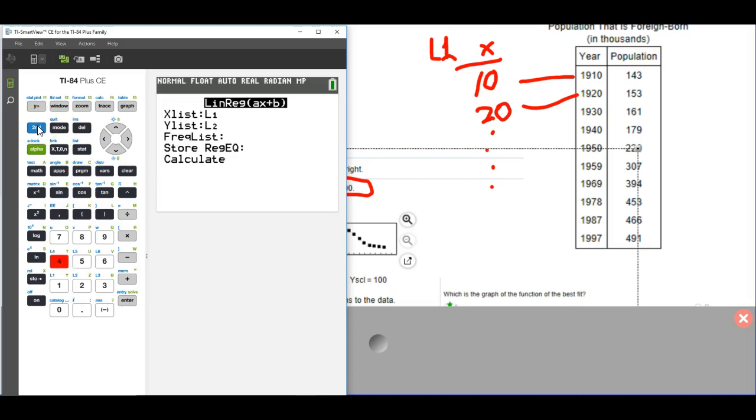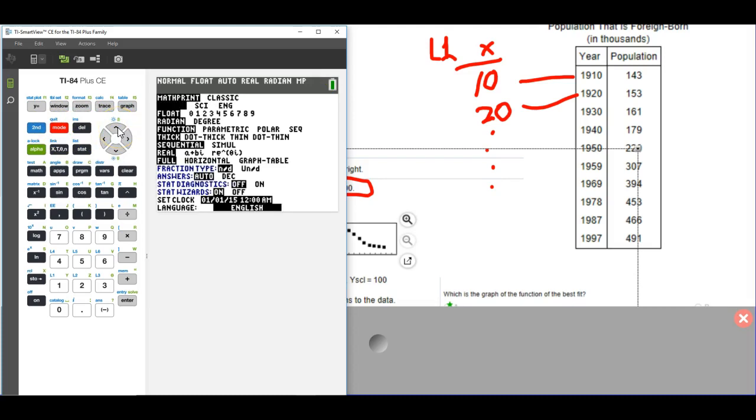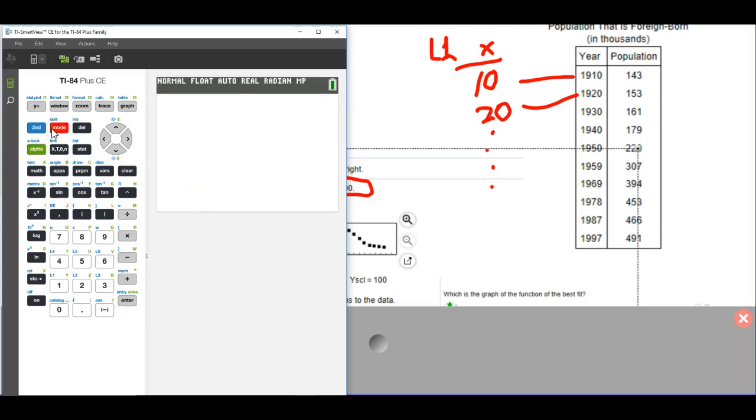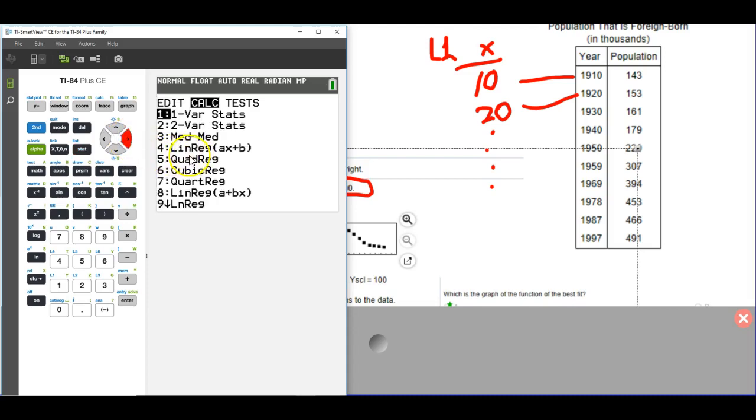Oh, shucks. Let me set mine to what I had told y'all to set yours earlier. If you have not done this, come down and you want the diagnostics turned on, stat diagnostics, and you want stat wizards, if that's showing on your mode, turned off. And then second quit again to get back out here. Alright, so sorry about that. So let's do this again. Stat, calc, we want the linear regression, so number 4.